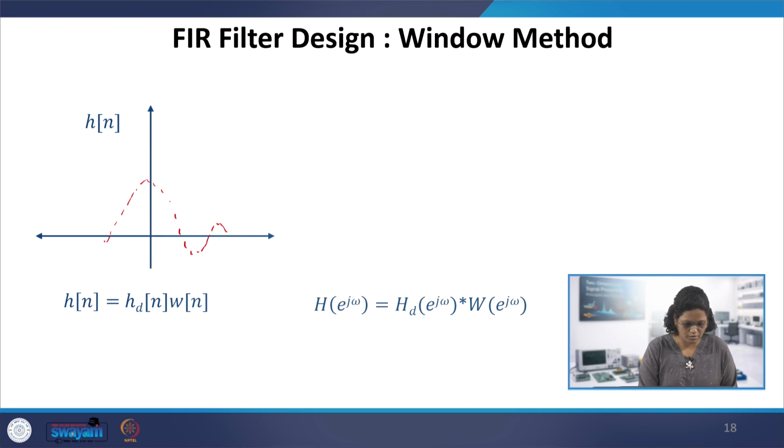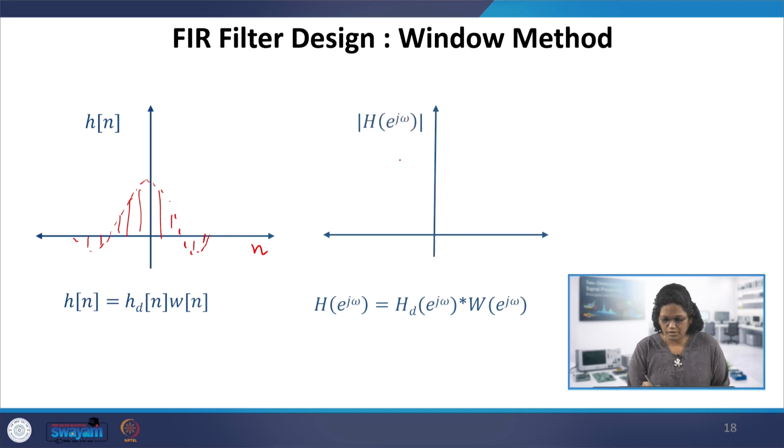Here are the truncated coefficients of the filter. Suppose we have up to a few points, here 9 coefficients, depending on the number of coefficients in W of n. This is n, and this is the filter response H of e power j omega. These are the coefficients we got by multiplying HD and W, and we get the filter response as this. It will have side lobes or ripple, which is due to the side lobe level of the window function, and there is a ripple in the passband as well.